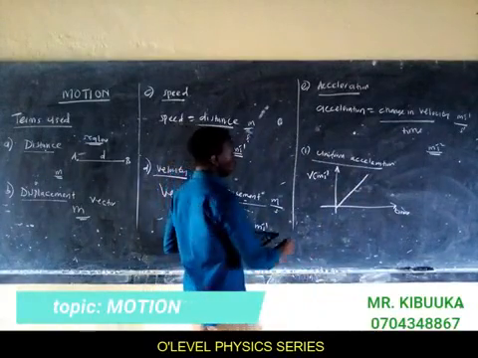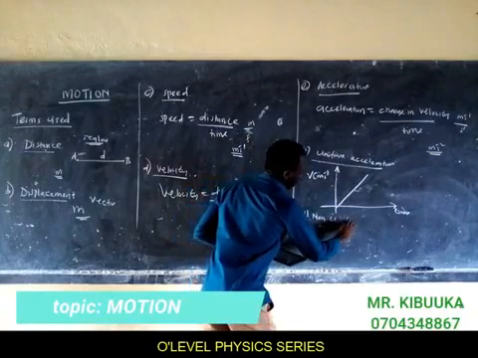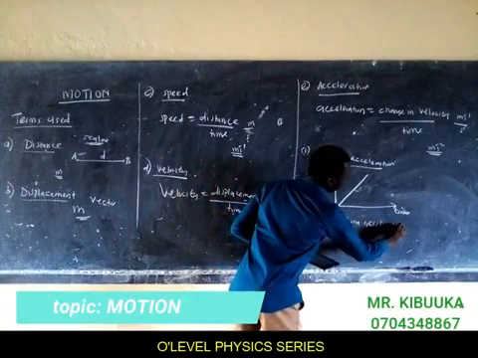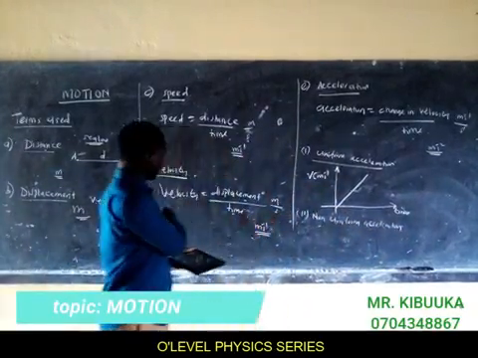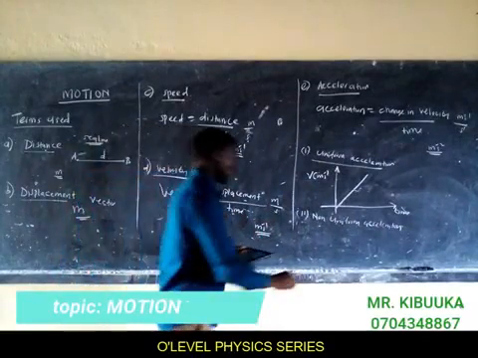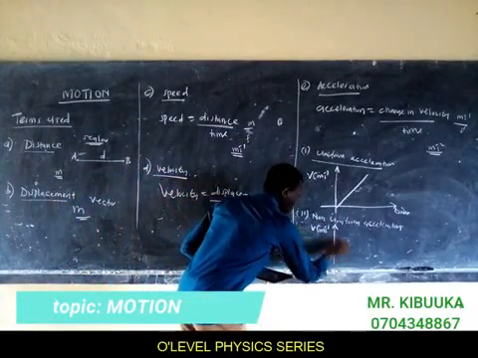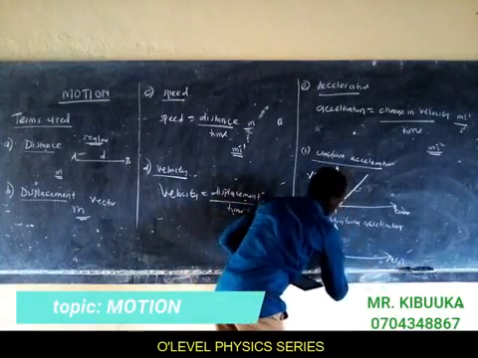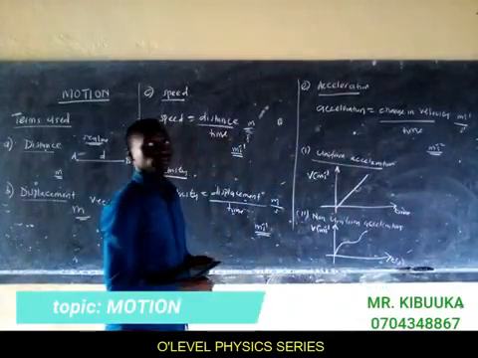And secondly, our number 2, we have non-uniform acceleration. This one is the opposite of the first one. This is when the rate of change of velocity is not constant. Therefore, the graph of velocity in meters per second against time in seconds is not a straight line graph.